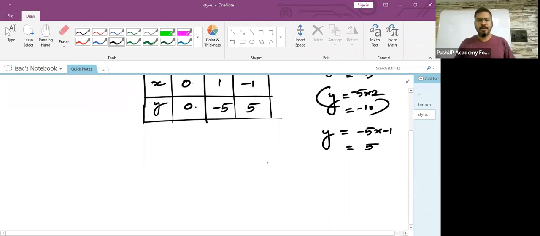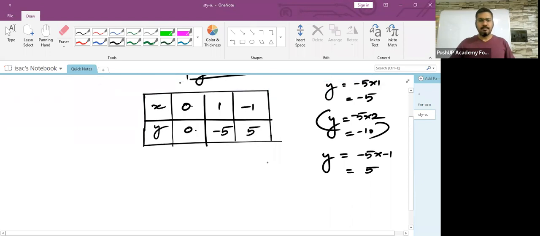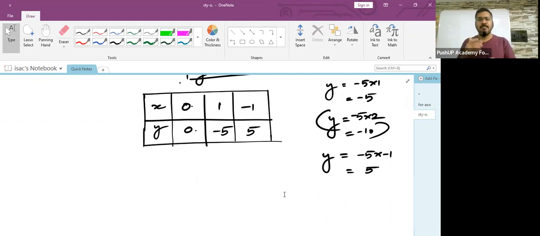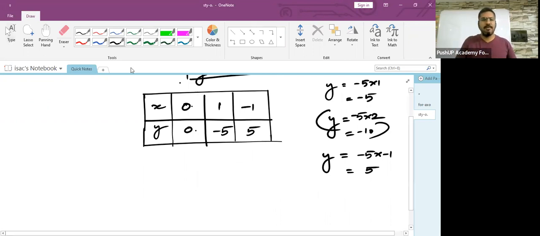Now, can you please plot it? Plotting is done. Are you all getting a straight line? You want me to draw every graph on the screen, children? It's not required. You all know where to plot 0, 0, 1, minus 5, minus 1, 5. Just use your common sense and do it, children. First one is the origin. Second one is 1, minus 5. And the third one is minus 1, 5.